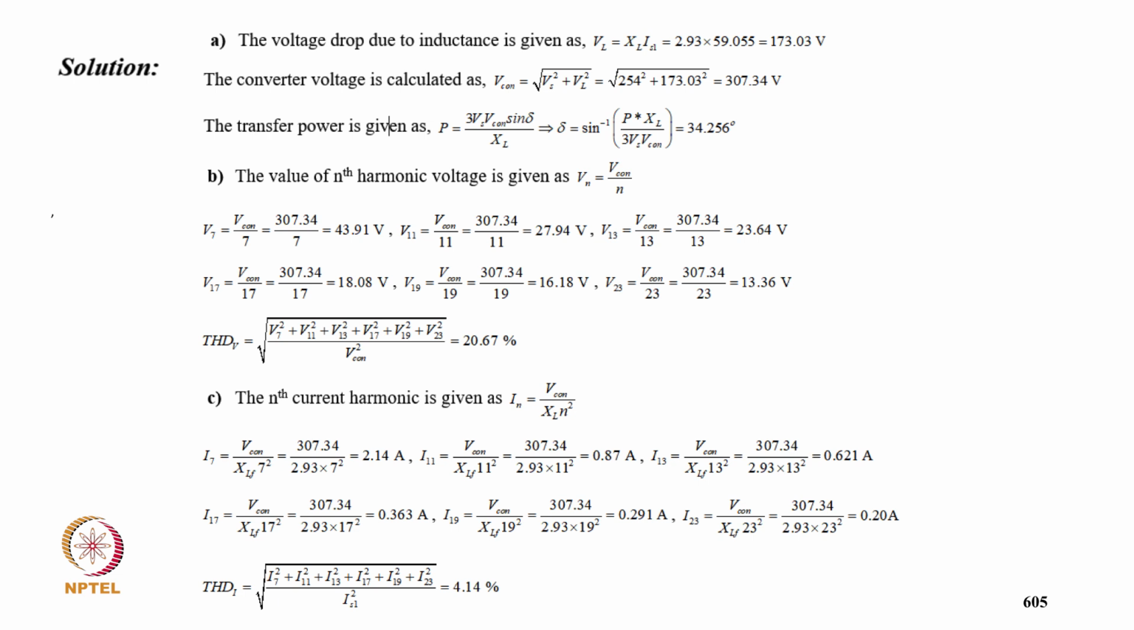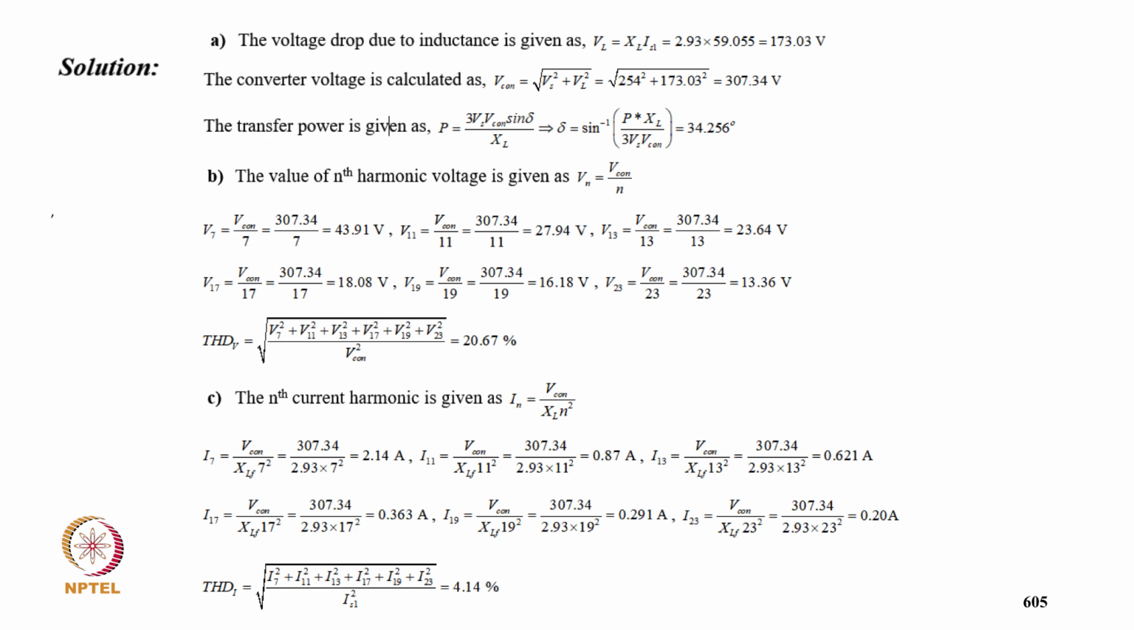So power transfer is P equal to 3 VS V converter sin delta upon X. So delta comes 11.07, and the value of nth harmonic voltage is V converter upon n. So V7 equal to V converter by 7, 43. V11 comes 27.94. V13 comes 23.64. V17 comes V converter by 17, 18 volt.